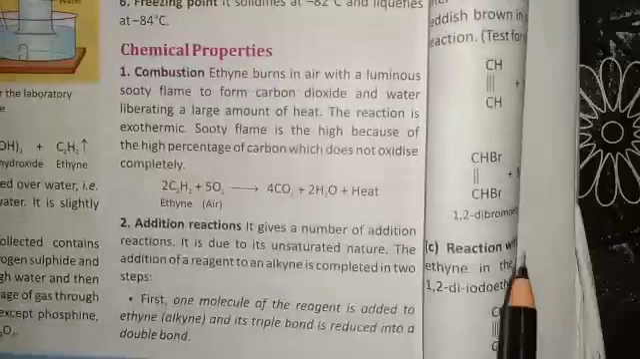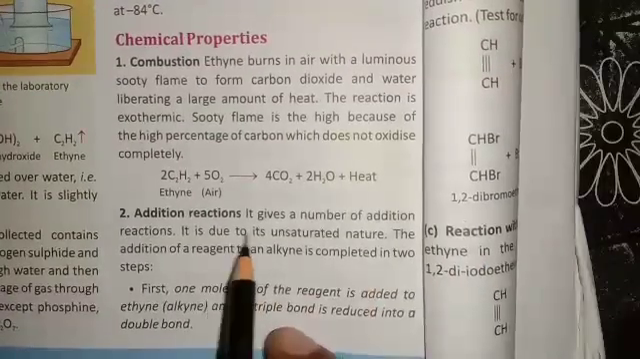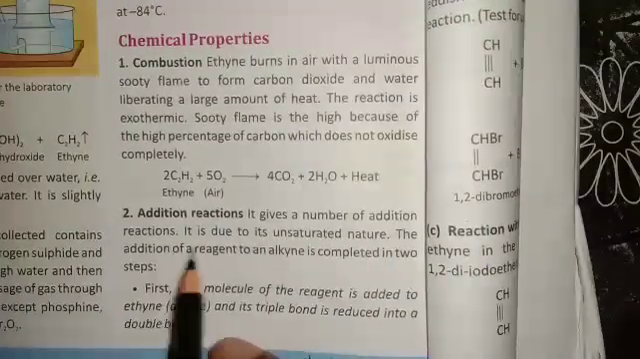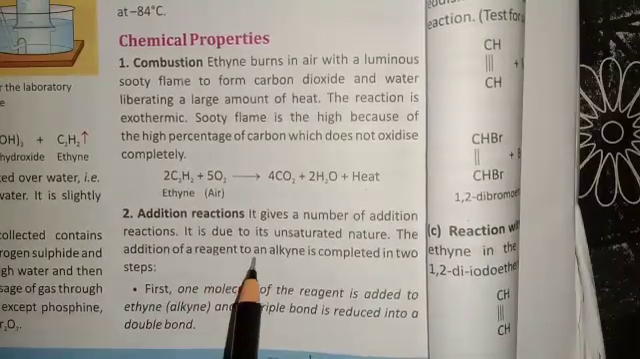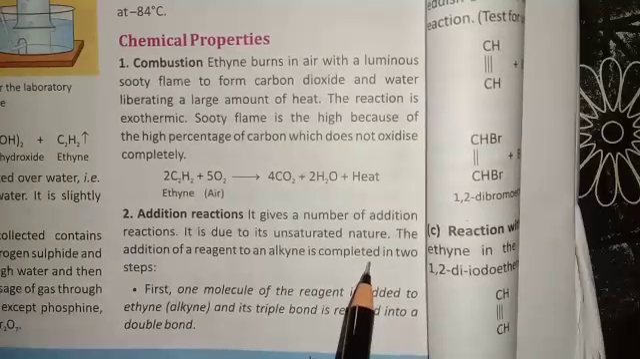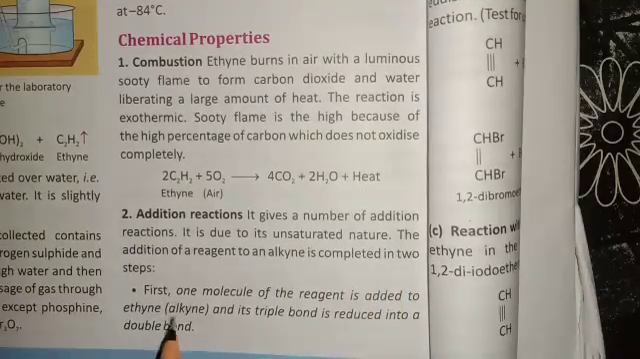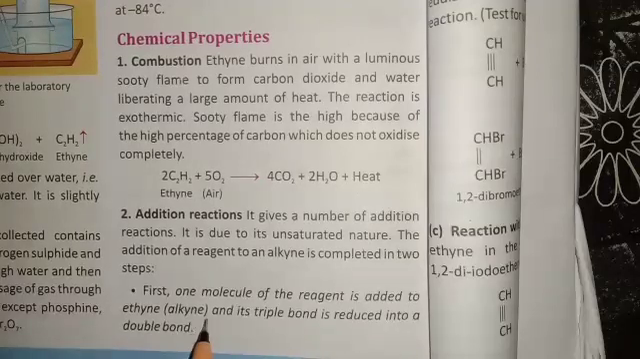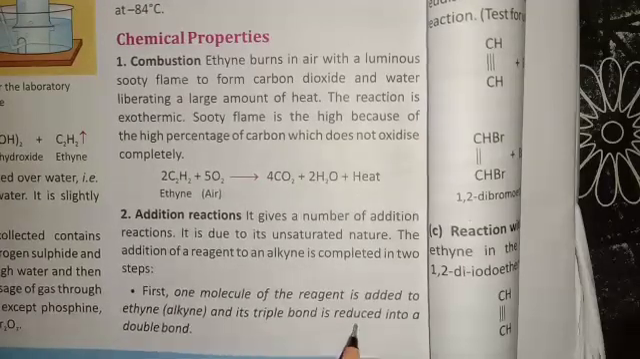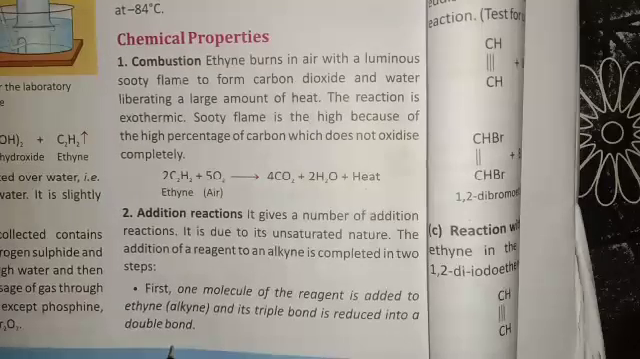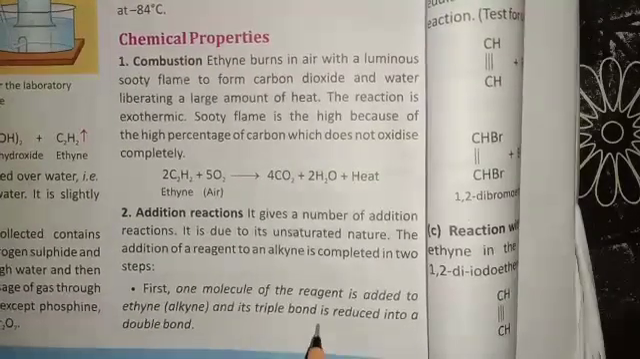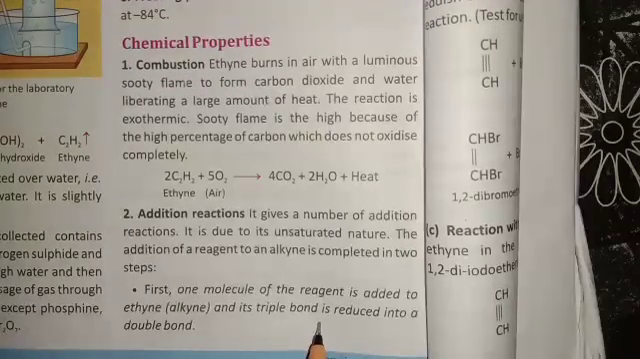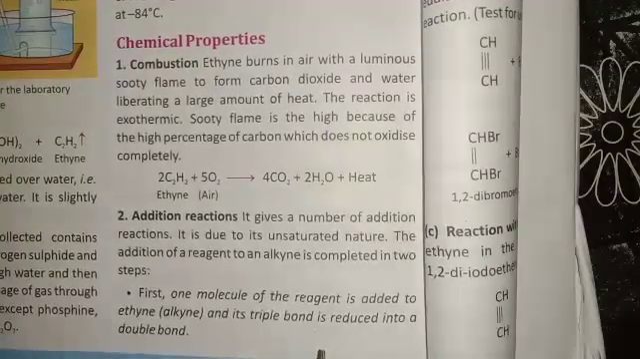Next one, addition reaction. Ethyne gives a number of addition reactions due to its unsaturated nature. The addition of a reagent to an alkyne is completed in two steps. In the first step, one molecule of reagent is added to ethyne, and its triple bond is reduced into a double bond. Then the double bond goes to a single bond. First the triple bond is converted to a double bond, then the double bond to a single bond. This is called addition reaction.